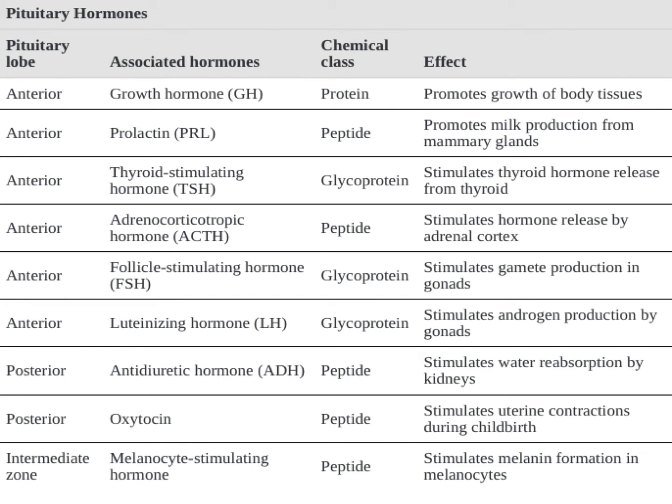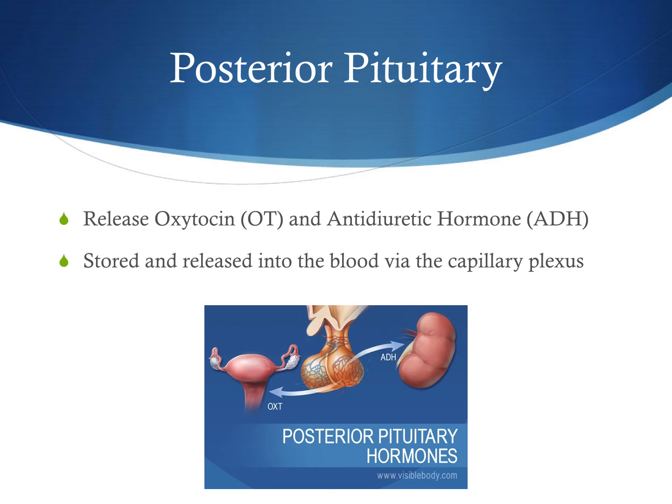So this slide provides kind of an overview of the hormones produced from the pituitary gland, separating them from the anterior and posterior lobe, as well as the intermediate zone with the melanocyte-stimulating hormone. Now, as we move to the right, we see the name and the abbreviation of the hormones that are produced, their chemical class being either a peptide or a glycoprotein, and then a short description of their effect for each hormone. So we're going to start off at the posterior pituitary gland.